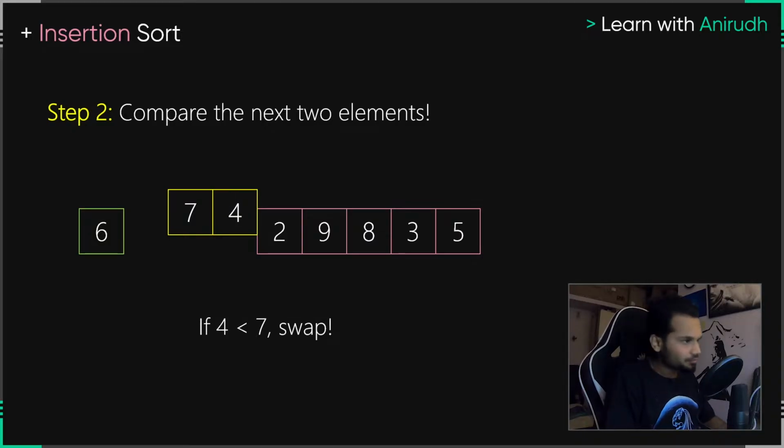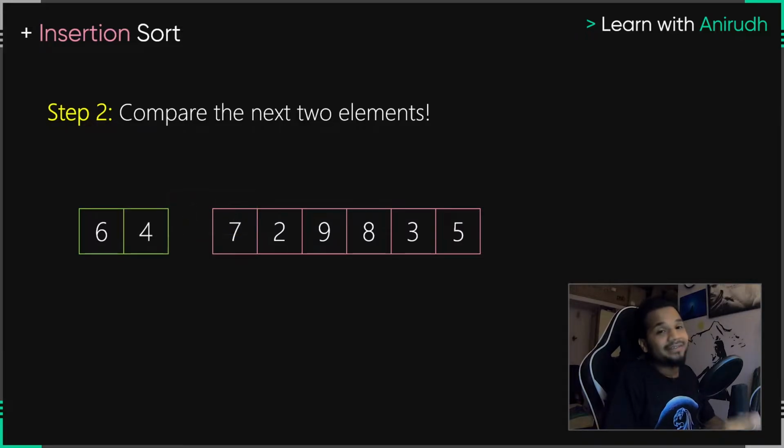Next two elements were what? 7 and 4. Just take a look at this and compare it for yourself. Is 4 less than 7? The answer is yes. If 4 is less than 7, what do we do? We just do a simple swap between 4 and 7 and we eventually take 4 and put it into our sorted array. What you see in the green color is basically a sorted array. What you see in the pink or the red color is an unsorted array.